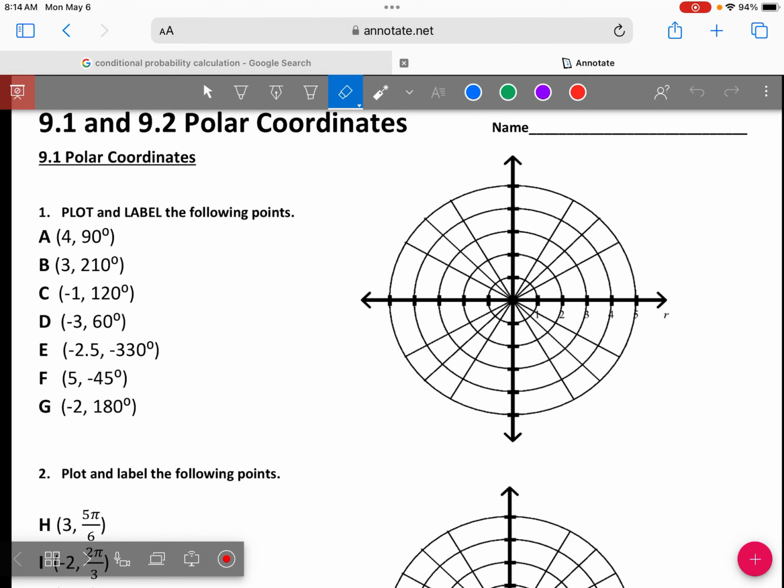I'm in the pink packet right now. The final exam review packet, you can just, that's your homework for the rest of the year. We're not really working on that.